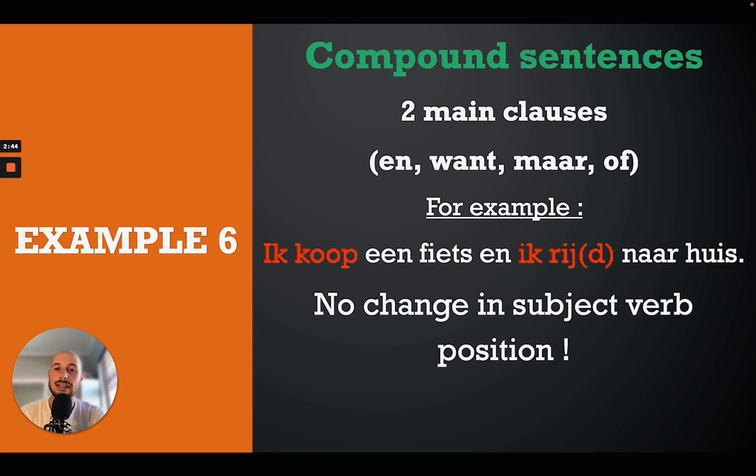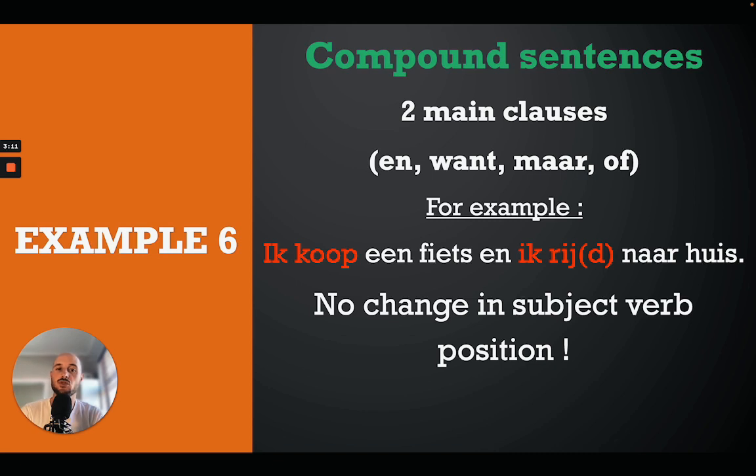We go to example number 6, and then we take a look at compound sentences. We've been looking at single sentences right now. Now we're going to look at compound sentences. What is the difference? Well, a single sentence has only one subject and one finite verb. A compound sentence can have 2 or 3 or 4. So it's basically putting more and more sentences together, hence the word compound.